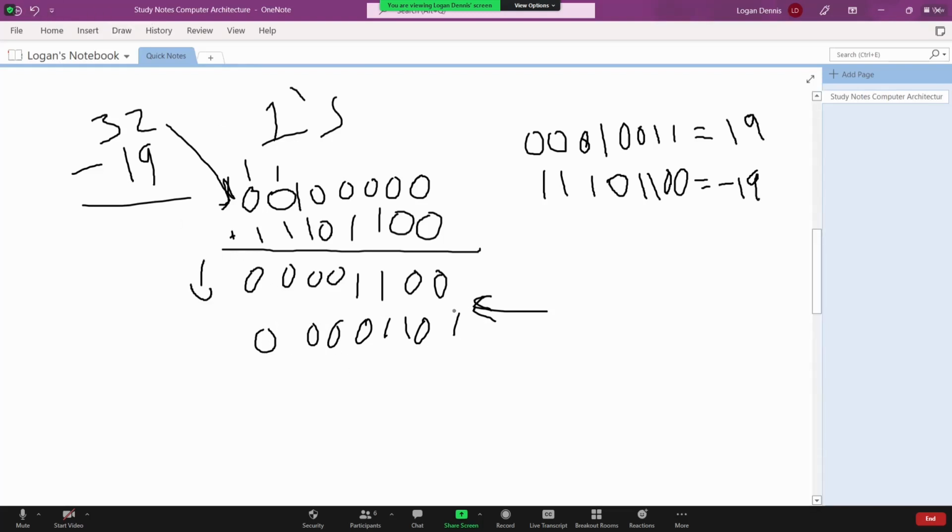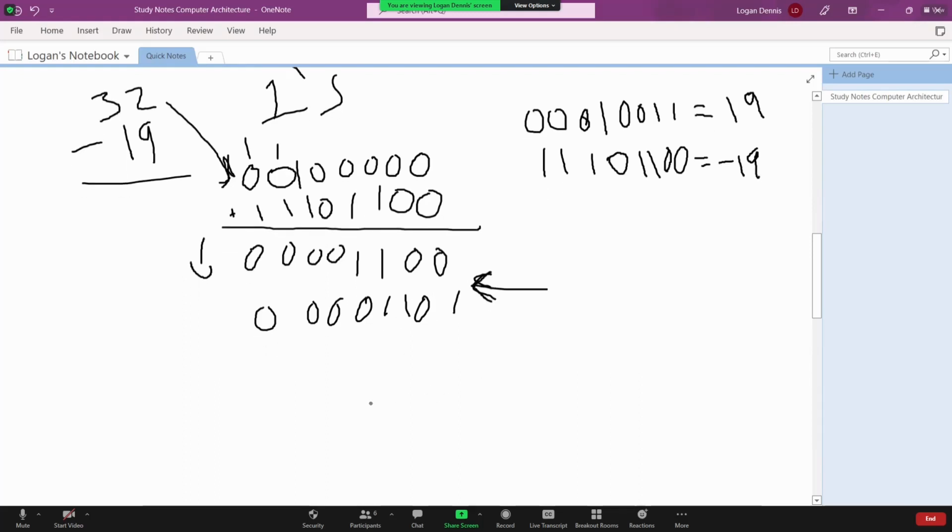I guess I just did my dividing wrong. Let's see. 1101. Okay. 0, 0, 0, 0, 1, 1, 0, 1. If we want to double check, 32 minus 19 is 13. Let's see. So for this, it always has to be in 8 bits, right? Yeah, it's right. It's 13.